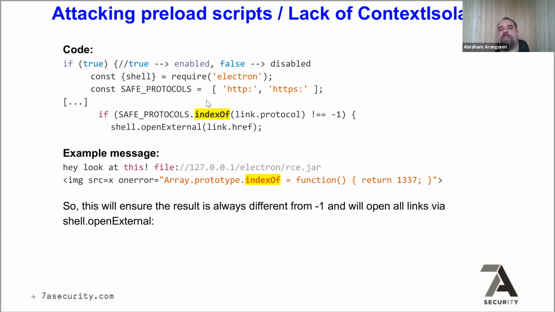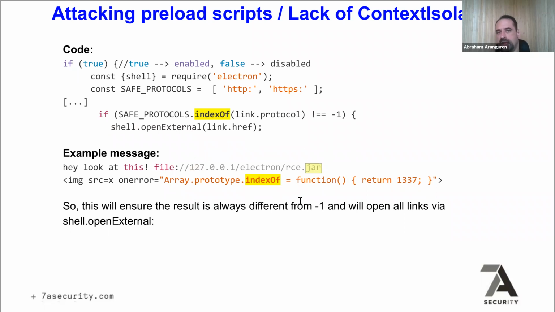So what the application does is it defines safe protocols, HTTP and HTTPS, and these are safe protocols because when an Electron application uses shell.openExternal, it is going to open this link in the operating system. If the operating system tries to open an HTTP or HTTPS URL, this will be opened in the browser, so this is safe. But if the application tries to open a file URL from a network location with a Java extension, this will result in code execution without warnings on Windows, right?